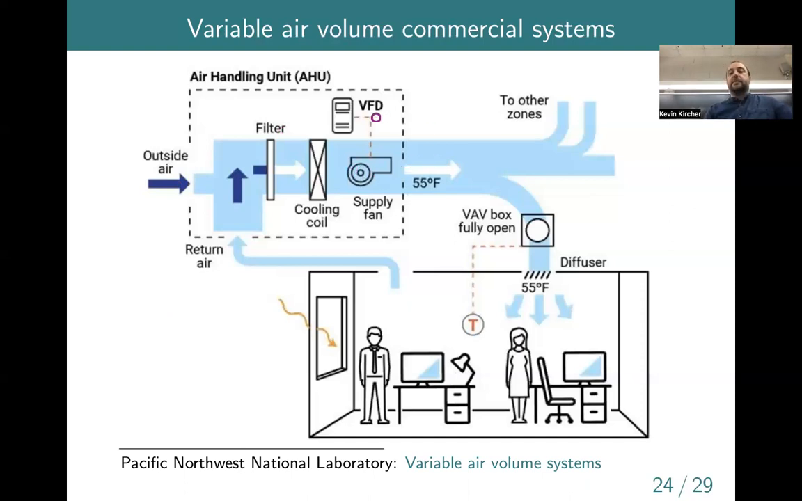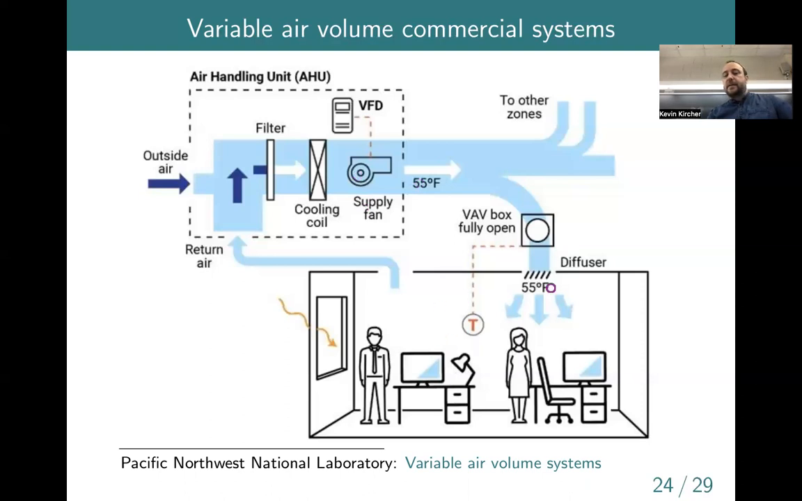VFD stands for variable frequency drive. This is basically a continuously modulating motor controller. So you can ramp up or ramp down the speed of the supply fan smoothly. And then you get air maybe at around 55 Fahrenheit, and it's blown to a bunch of different zones. So there's a uniform temperature of supply air that gets blown all around the building.